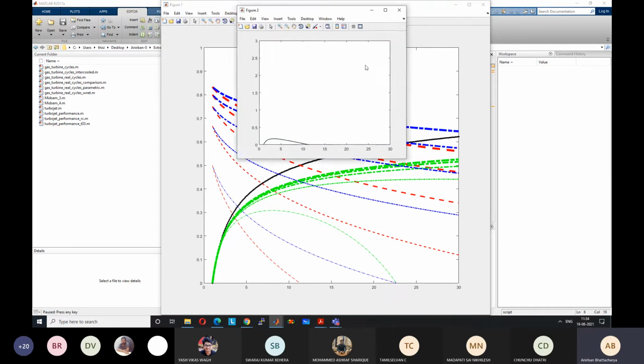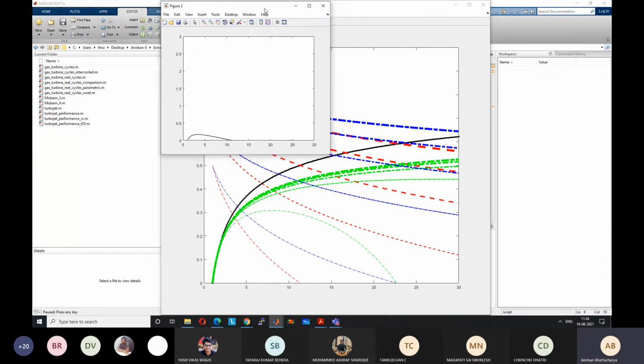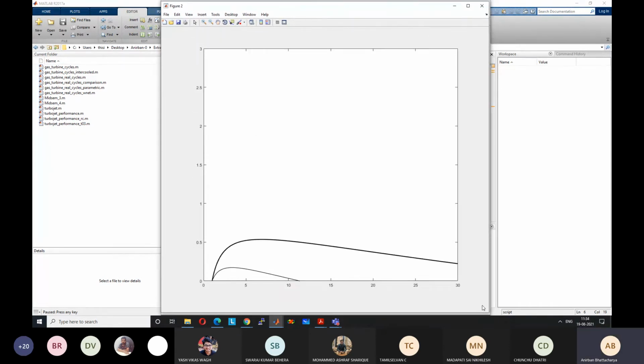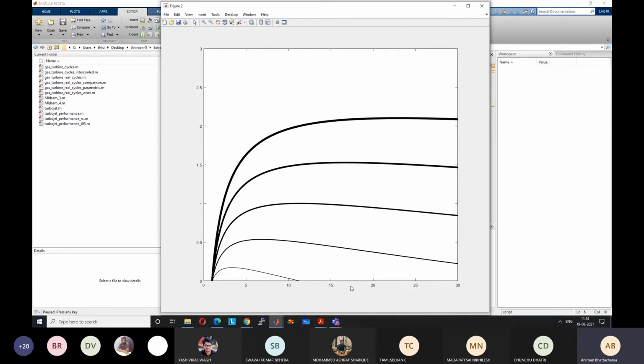Other lines we will come to later once we study the other cycle. So this is the work output for the simple Brayton cycle, T equal to 2, 3, 4, 5, and 6. Non-dimensional form work output, variation with R and T.